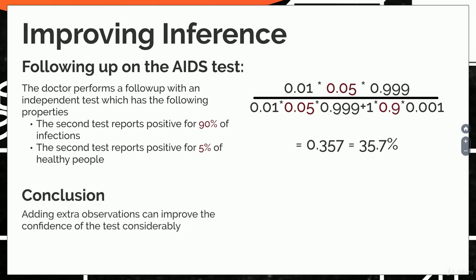So what we can conclude, adding extra observations can improve the confidence of the test considerably. So extra observations in machine learning are going to be additional tests or data points. And this is why having large data sets is essential to developing good algorithms in machine learning. Each additional data point that you have improves your inference significantly. And when we're inferring knowledge from data, this is everything.